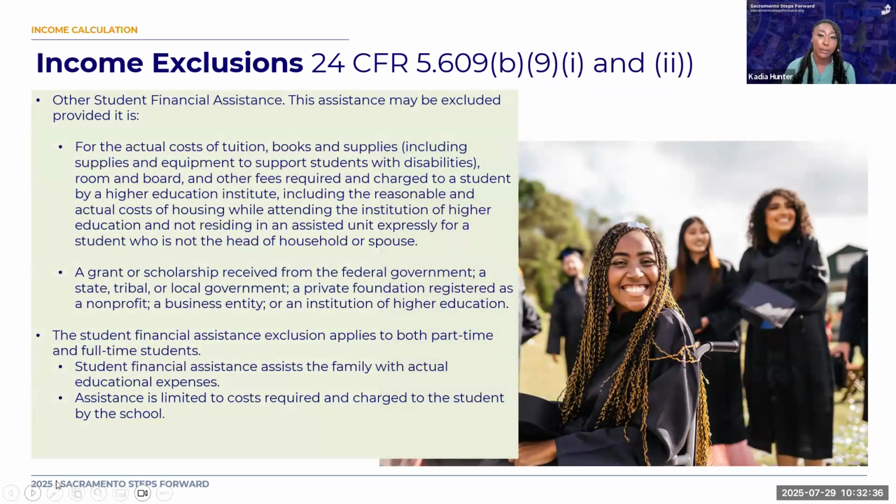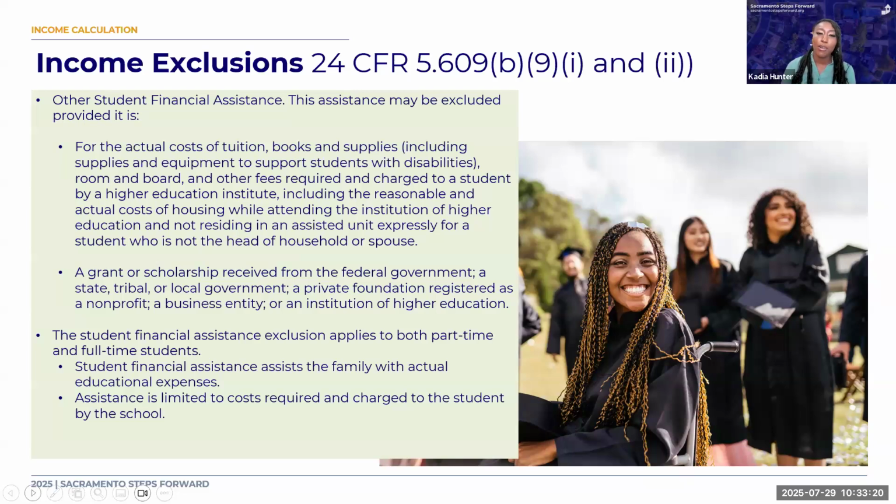The second category is similar, but emphasizes that all such aid is fully excluded. This includes aid for actual costs like tuition, books, supplies, even for disabilities, room and board, and fees charged by higher education institutions, including reasonable housing costs off campus, if not in an assisted unit. It applies to grants or scholarships from federal, state, tribal, local governments, or an institution of higher education. Importantly, this exclusion covers both part-time and full-time students. And it's all about covering real educational expenses without counting them as income.